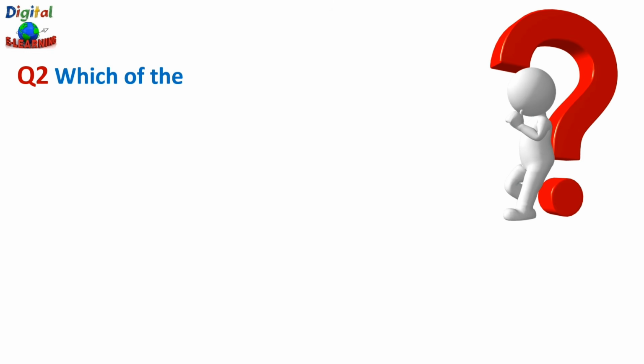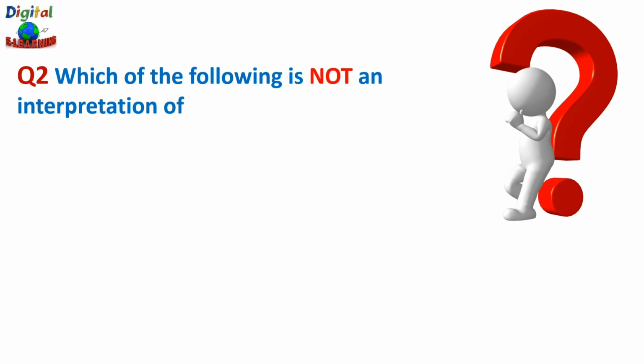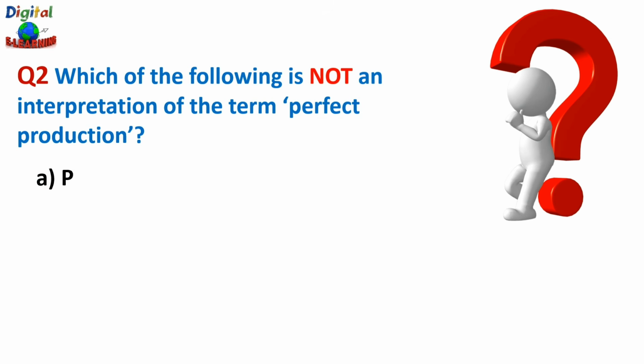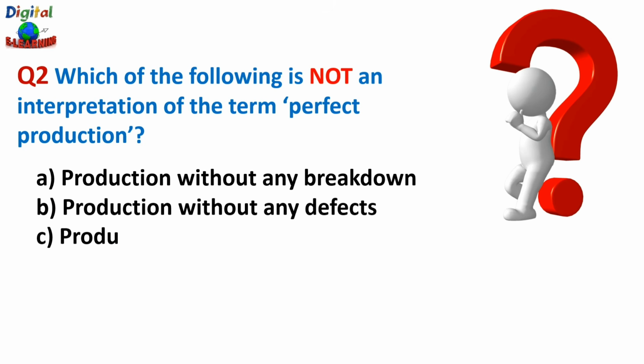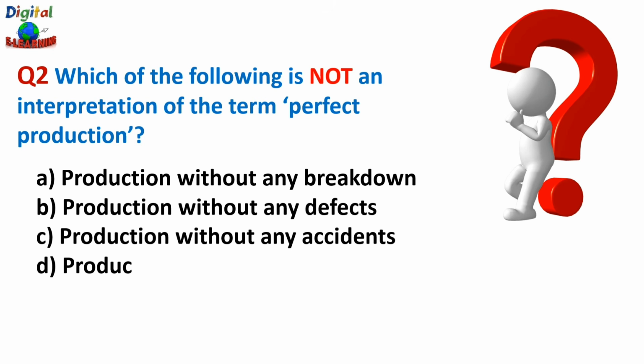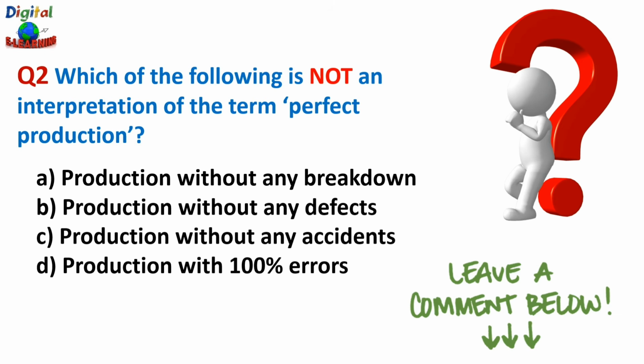Question number 2. Which of the following is not an interpretation of the term perfect production? Options are: production without any breakdown, production without any defects, production without any accidents, or production with 100% error. You can leave your answers in the comment section below.